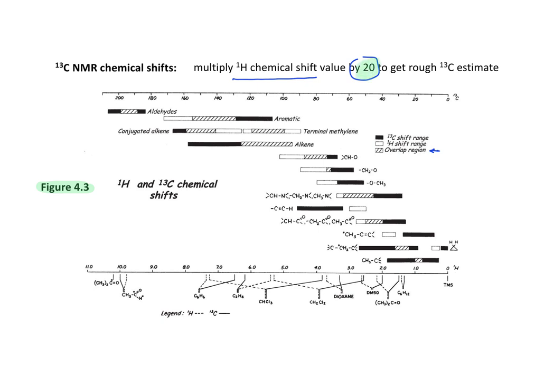The main difference is that for allylic carbons, the allylic carbons tend to be more shielded than what we see for the allylic protons. And for alkynyl protons, the protons tend to be more shielded than the corresponding carbon atoms of the alkyne.